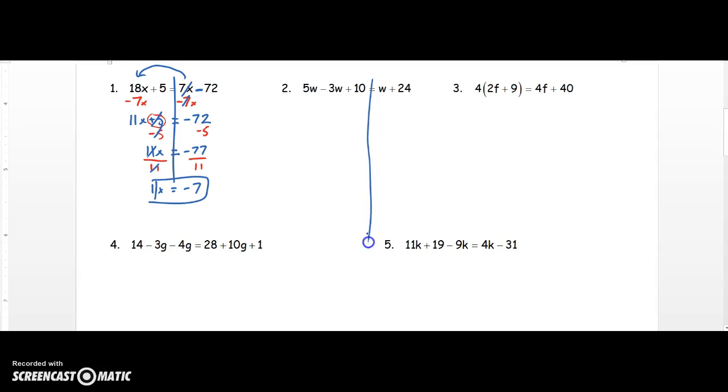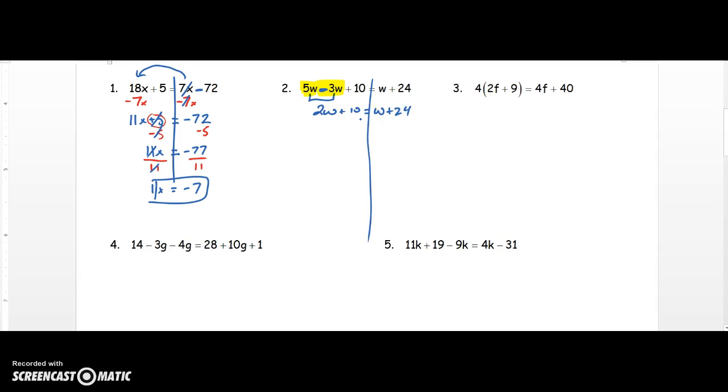Number 2 is a little different here. Okay, now, do we have any distributing? No. Do we have any combining like terms? Yes. What do we have? We have 5w and negative 3w. What I like to do is sometimes just link them together, underline them, circle them. Even if you have a highlighter, you can go ahead and highlight them. But still, 5w minus 3w. Read the signs in front. 5w minus 3w is 2w plus 10 equals w plus 24.